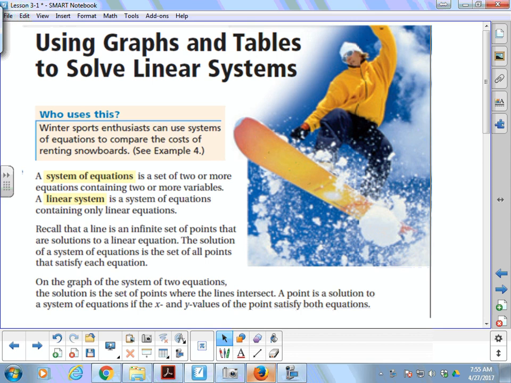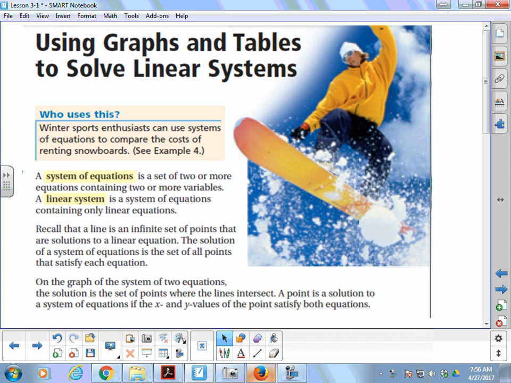We'll work on solving systems of equations today, tomorrow, and Monday. Today we're going to be solving systems using our graphs. We might look at the tables, but we're probably just going to look at graphing them. Tomorrow we're going to do solving systems by substitution and elimination. And then Monday we're going to look at inequalities.